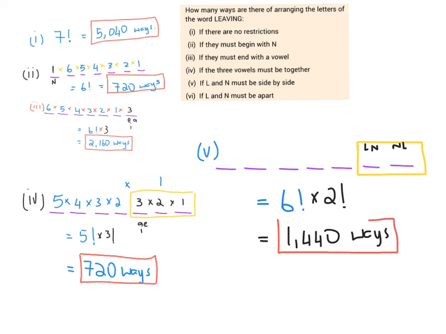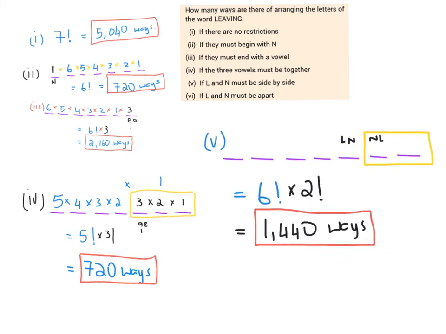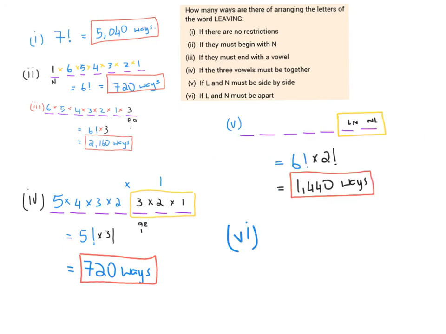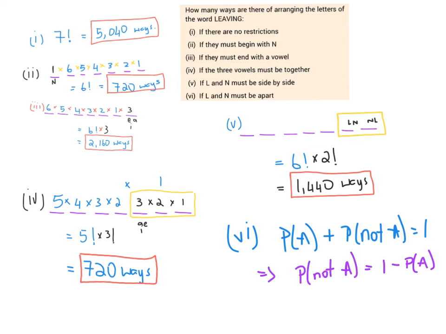Okay, and so then in the last part, in part 6, we are asked if L and N must be apart. Well, in part 1, we worked out what was the total amount, which was 5,040. Or I suppose even before we write that bit down, let's remember our rules that P of A plus P of not A have to equal 1. So the event not happening is 1 minus the event that it does happen. So we should remember that, our subtraction method.